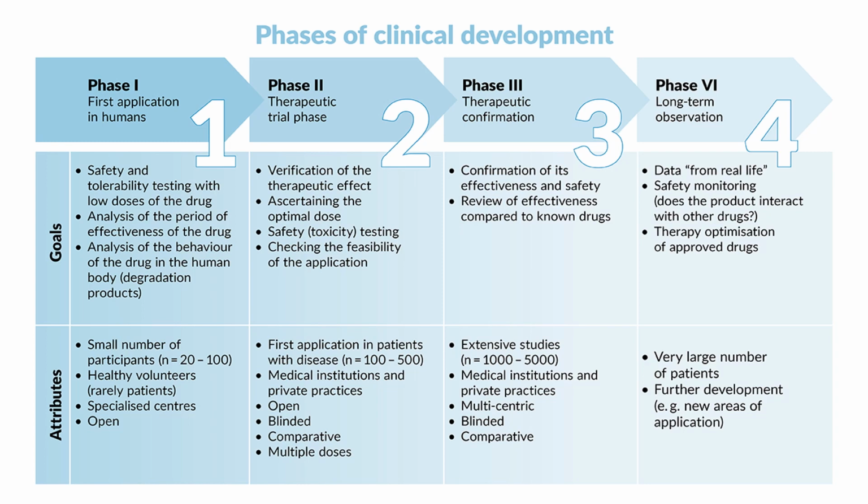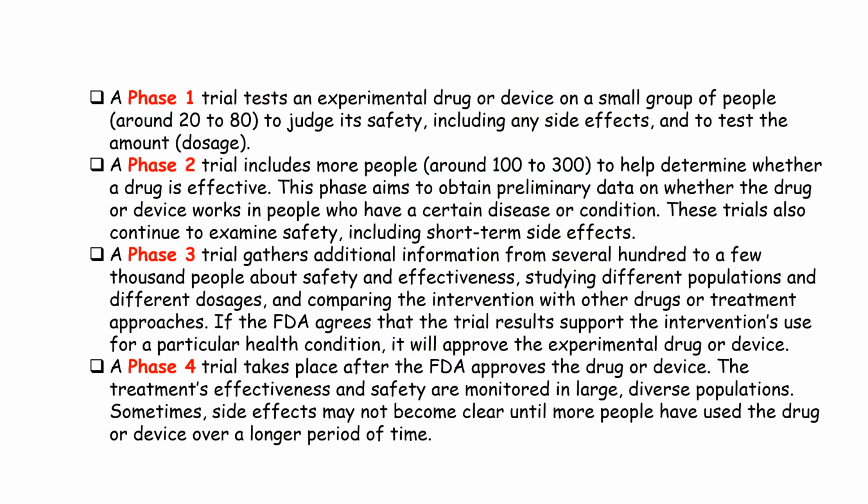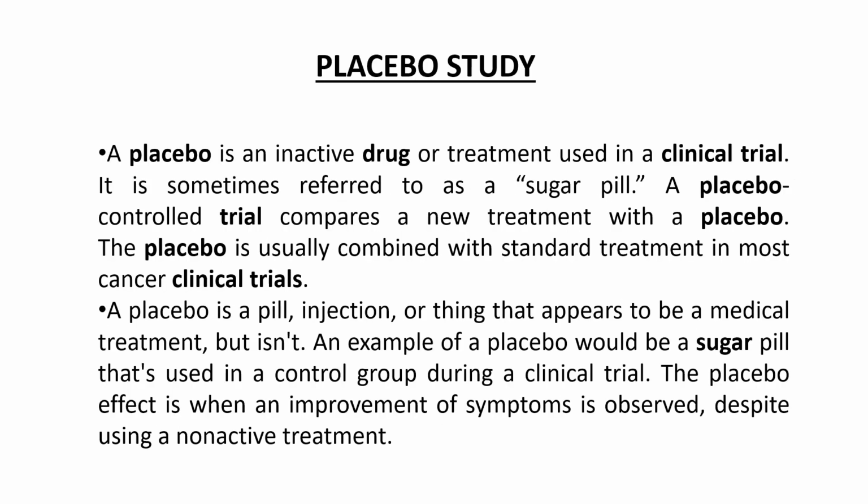So these are the phases, and there's much more explanation about it. As we know, phase 4 trials take place after the FDA approves a drug or device. The treatment's effectiveness and safety are monitored in a large, diverse population. Sometimes side effects may not become clear until more people have used the drug or device over a long period of time.